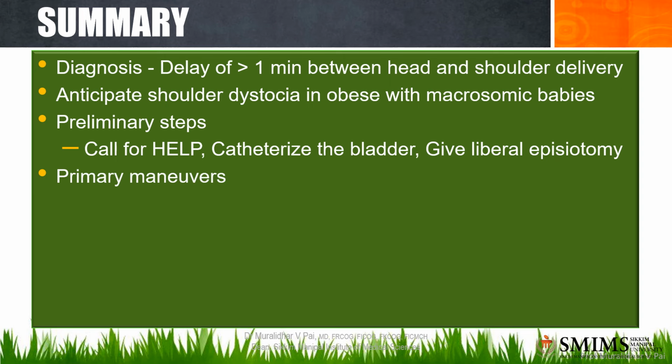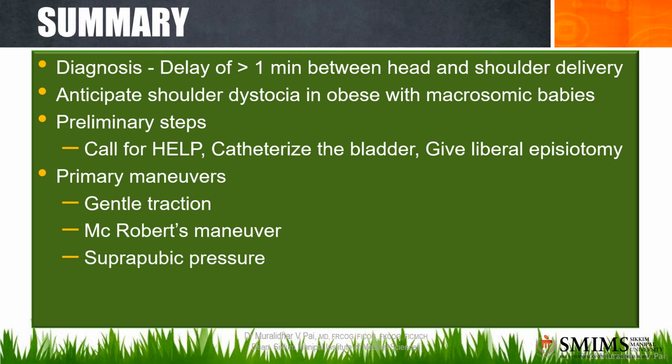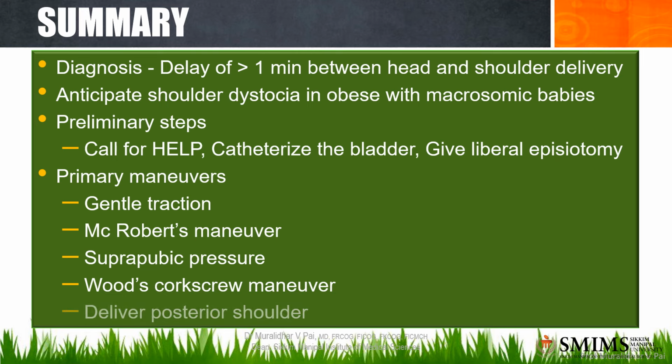The primary maneuvers include gentle traction, wherein you try to disimpact the shoulder under the symphysis pubis. McRoberts maneuver, wherein you hyperflex the thighs, and you usually combine this with suprapubic pressure again to decrease the bisacromial diameter. If that fails, one may go for Wood's corkscrew maneuver, wherein you rotate the shoulders so that one shoulder delivers easily and then one can deliver the other shoulder.